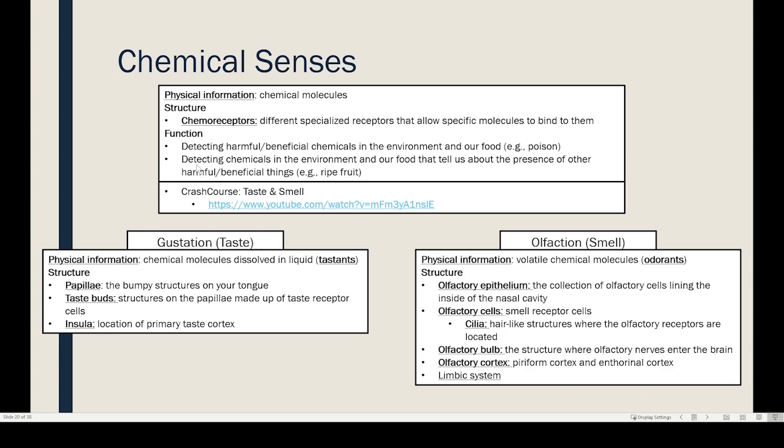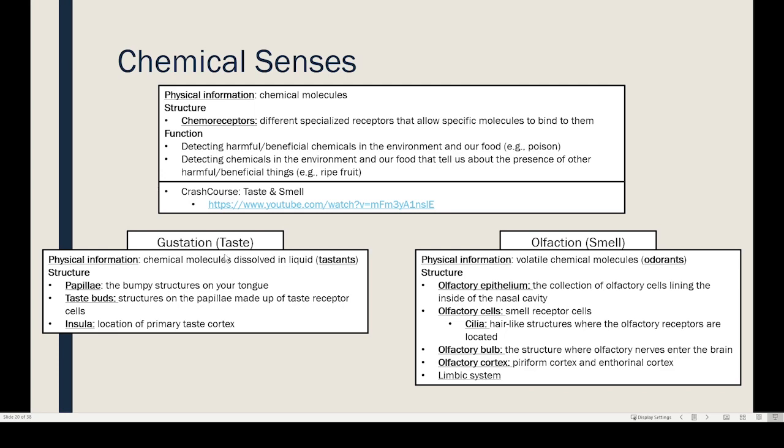The functions of taste and smell are all about detecting harmful or beneficial chemicals in the environment and in our food. So for example, poison. Maybe you taste some food and it tastes bitter, and usually, in the evolutionary sense, it would have some sort of poison in it, so you know not to eat that.